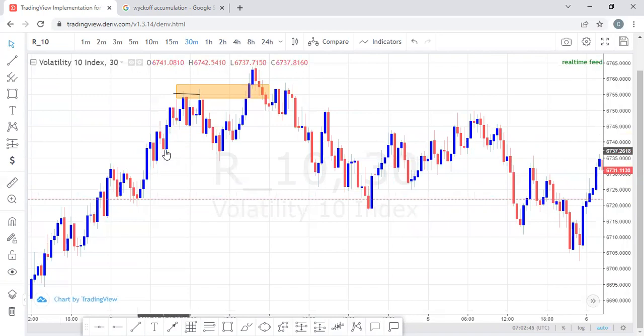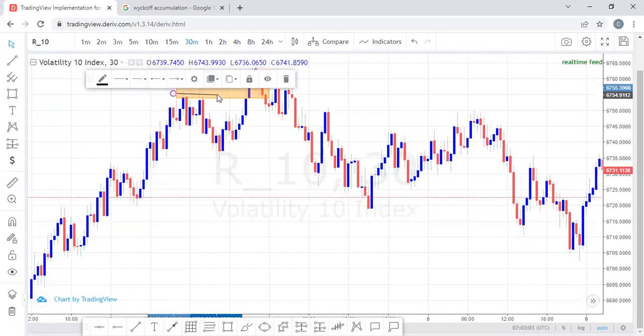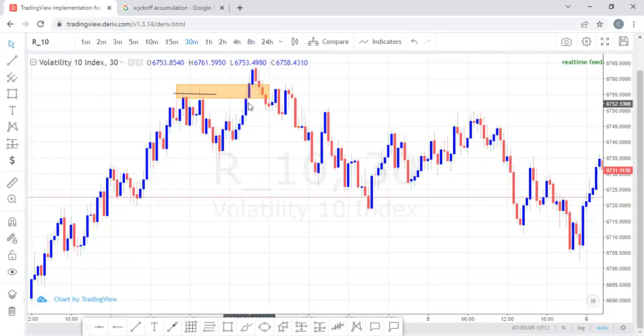You can see your BC, your automatic rally, your secondary test. You can see this dump, and then you can see your automatic rally. So this is your PSY, your BC, all of that. You can see the market took out those lows, it took out those highs clearly. This gave us our UTAD. So this was a clear example of a UTAD.